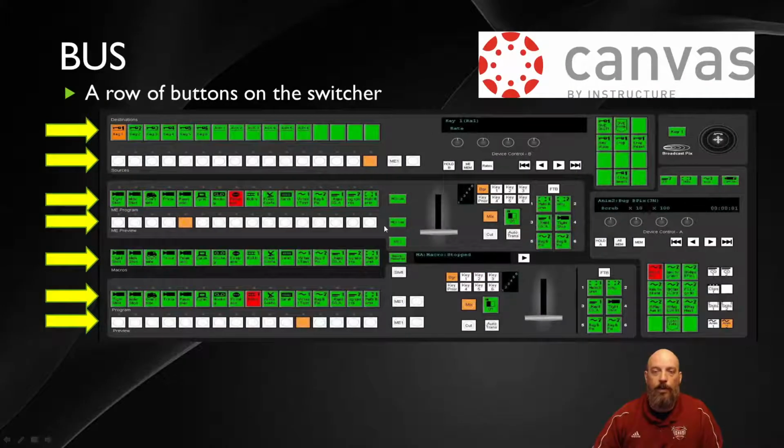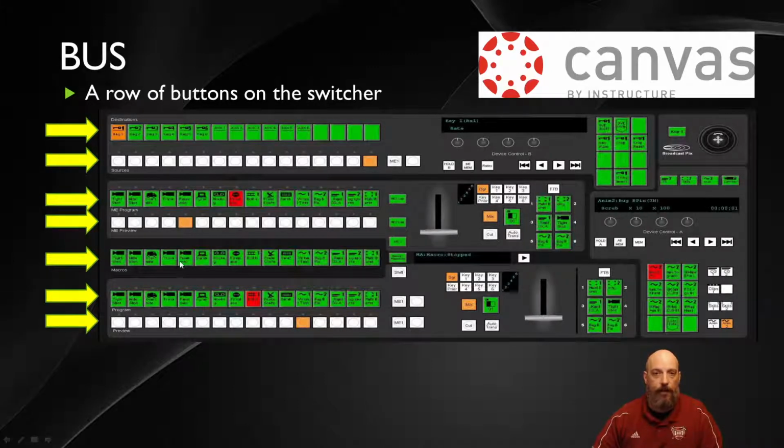Now, when you look at the Broadcast Pix, and again, I've got the picture of this switcher up on canvas that you can look at and get a better feel for how the switcher works. Our production switcher has various sections. Each of these individual rows is known as a bus, and a bus has a specific function. This bottom white row is known as a preview bus, so I can preview something before I put it on the air. Likewise, the green row is a program bus. So this goes live on the air.